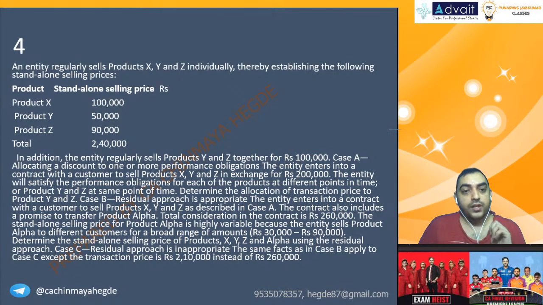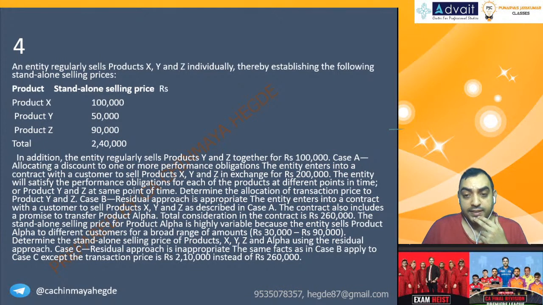Entity regularly sells products X, Y, Z individually, thereby establishing the following standalone selling prices. In addition, the entity regularly sells products Y and Z together for 1 lakh. Case A, allocating the discount to one or more performance obligations: the entity enters into a contract with a customer to sell products X, Y, Z in exchange for 2 lakh. The entity will satisfy the performance obligation for each product at different points in time, while Y and Z at the same point in time. Determine the allocation of transaction price to X, Y and Z.